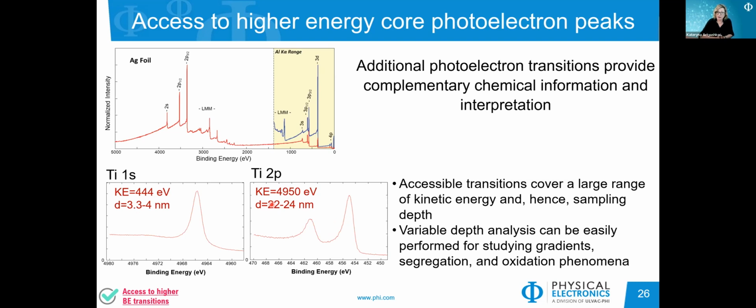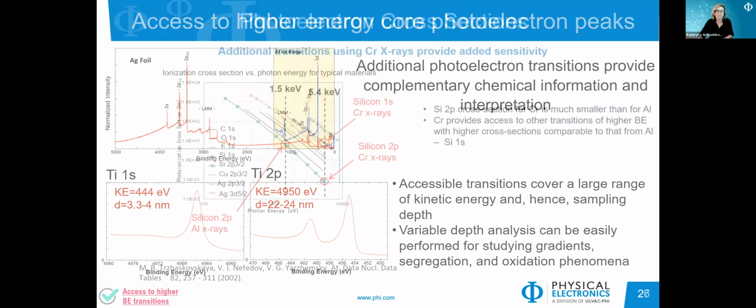So you can plan those experiments, and you can look at the chemistry of your transitions at the surface versus deeper layers, and that can tell you a lot about whether there is oxidation happening, gradients, segregation, without any sputtering or tilting. So it's really advantageous to have those extra transitions.